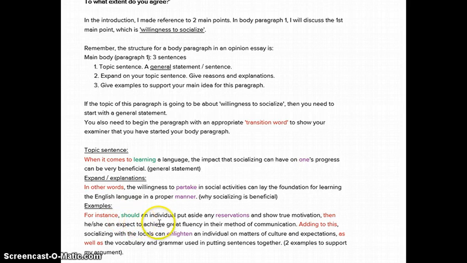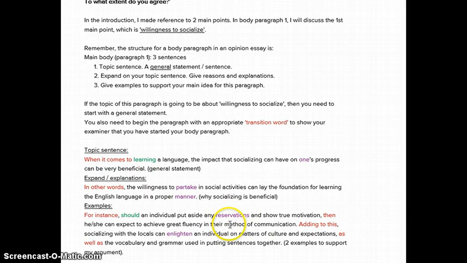Should an individual, that means if an individual, put aside, because I've used should, I do not need the S. Should an individual put aside, that means forget, put it away, don't worry about it. Should an individual put aside any reservations? Here, I don't mean reservations for a restaurant. I mean being nervous and being shy about communicating with people.